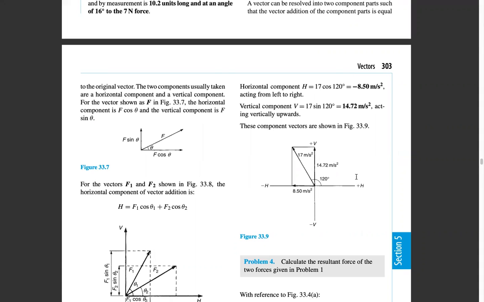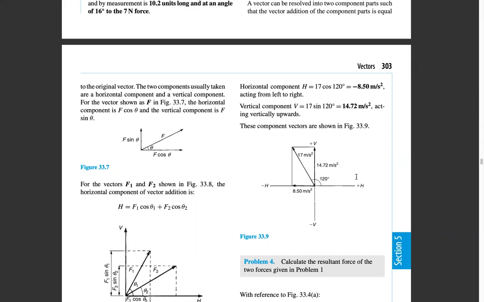What's the vertical and what's the horizontal component? That's what I mean by resolve. When I say resolve into components, I mean take a vector and find the horizontal and vertical component. The horizontal component is negative because it acts to the left, right? Remember, to the right is positive and top is positive, so anything that acts to the bottom is negative. So the vertical component still acts upwards, but the horizontal component acts to the left.